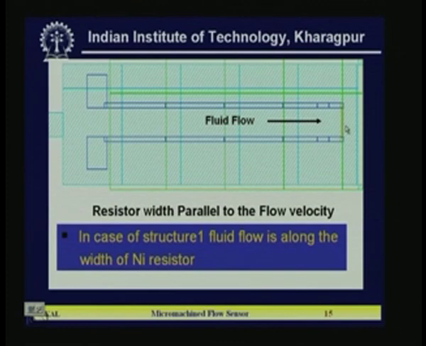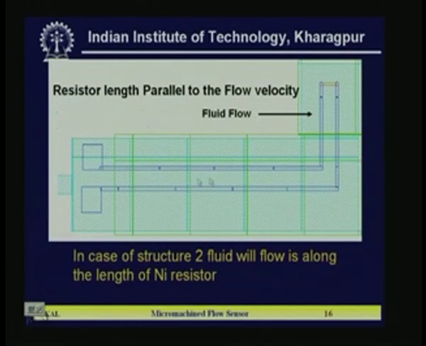In one design, the resistor width is parallel to the flow velocity. If the fluid flow is in this direction, then this is the width. The fluid flow is along the width of the nickel resistor. So, there is another structure where the fluid flow is along the length of the resistor, and that structure is the second one.